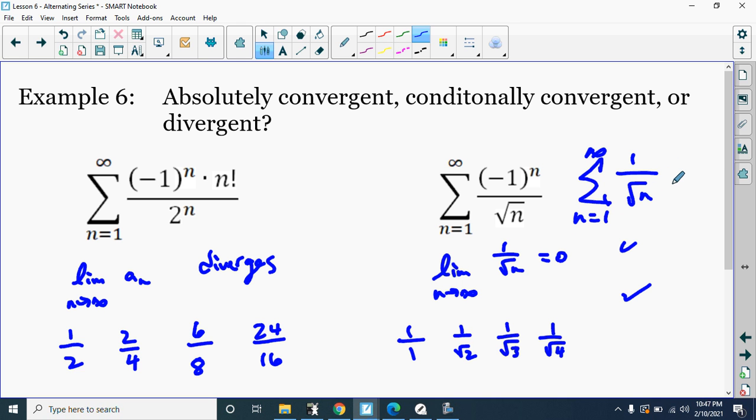1 over root n is a p series. p is less than 1, therefore this one diverges. Therefore this is conditionally convergent.